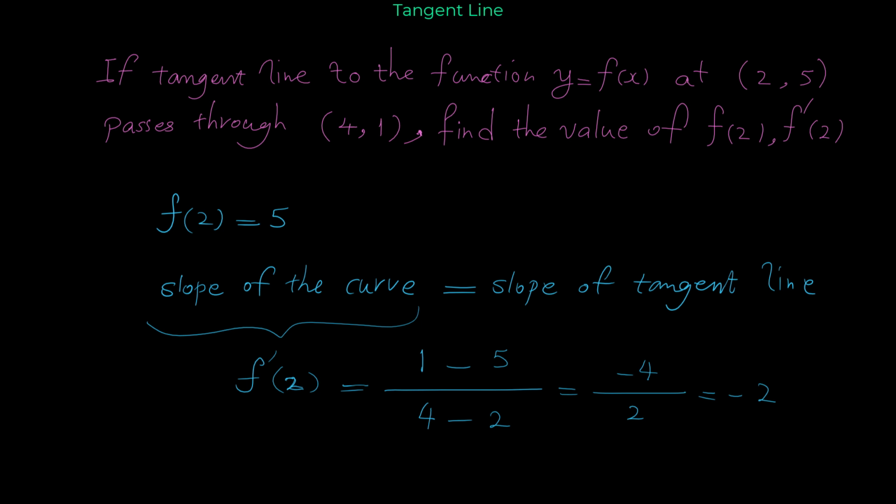So again, let me review this process. We know that the tangent line passes through this point and also passes through this point. So the tangent line passes through these 2 points. And when a line passes through 2 points, by finding the slope of the line that connects those 2 points, we can find the slope of the tangent line with the idea of rise over run. So negative 2 is the slope of the tangent line, but the slope of the curve is also the same.